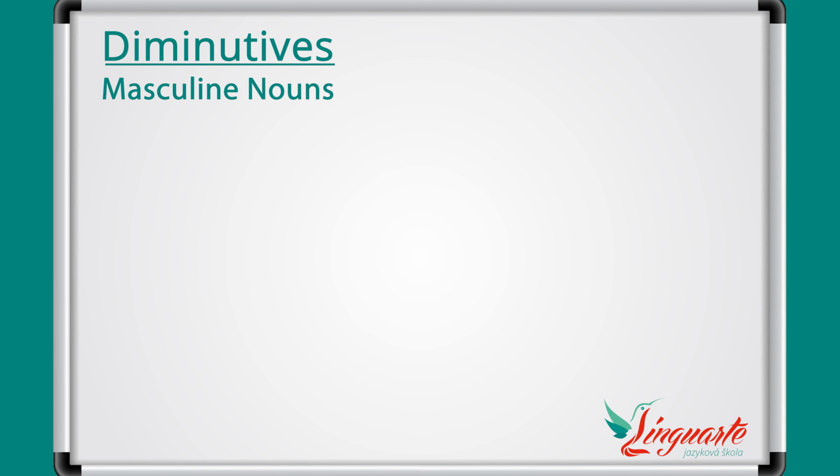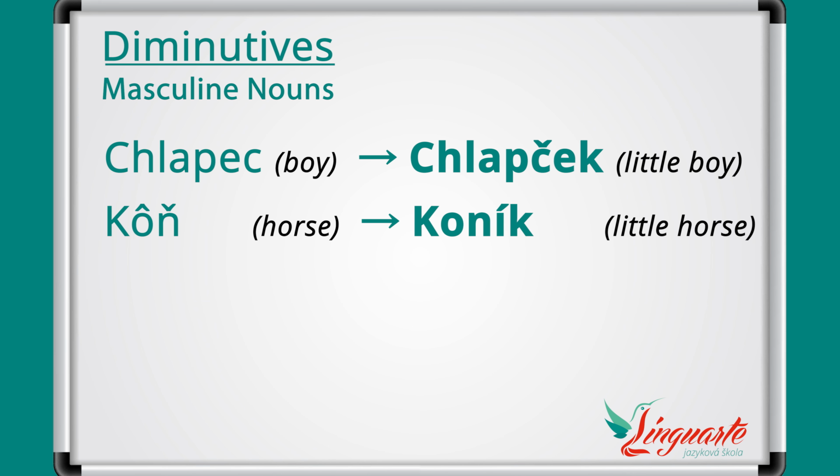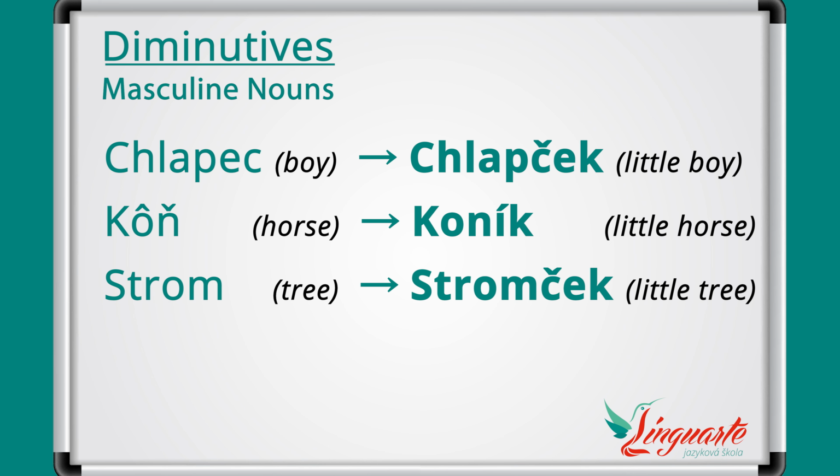For masculine nouns, we have the endings ik, ček, ko. For instance, chlapec, boy, chlapček, little boy, kôň, horse, koník, little horse. Strom, tree, stromček, little tree.